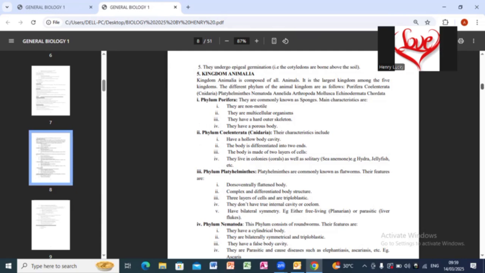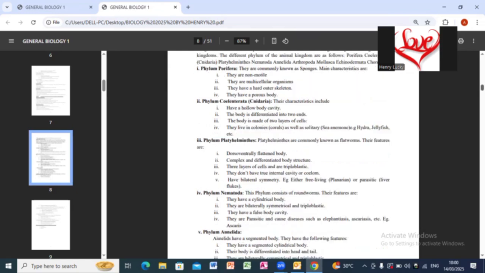Then the platyhelminthes are normally known as flatworms. Some are complex and differentiated by body structure. They have three layers of cells and are triploblastic in nature, while most of them do not have a true internal cavity. Then the phylum nematodes are roundworms. They are bilaterally symmetrical and triploblastic too, that is, they have three layers of cells. They are parasitic and cause diseases such as ascariasis, amoebiasis, elephantiasis, and the rest of them.